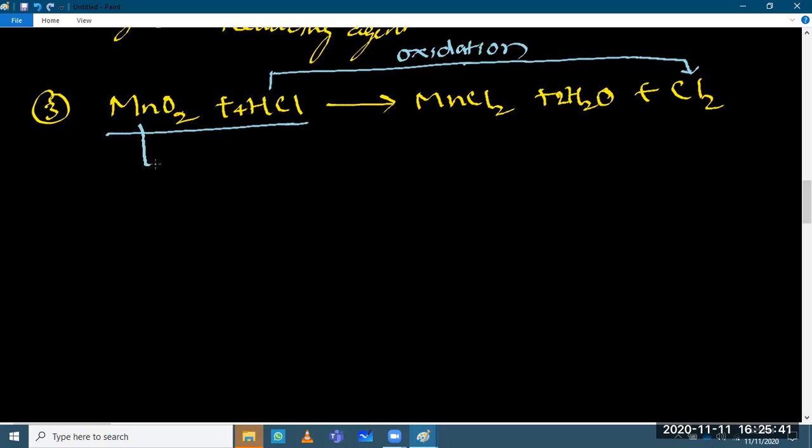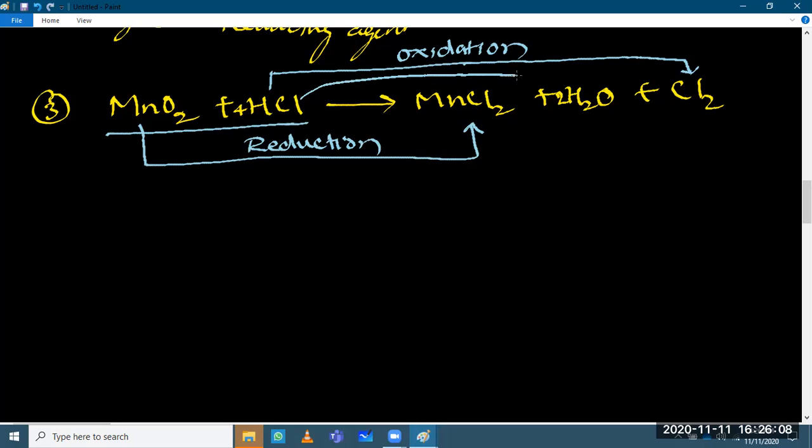Next, here you can see MnO2 gets converted into MnCl2. What is that? Removal of oxygen is taking place here. So that is the reason this is what we call a reduction reaction. MnO2 getting converted into MnCl2 is called reduction. HCl getting converted into Cl2 is what we call oxidation. Otherwise, you can also say HCl gets converted into water, H2O. This is also called oxidation. Here, both H2O and Cl2 are oxidized substances. MnCl2 is a reduced substance.